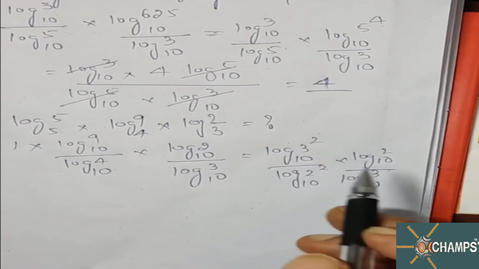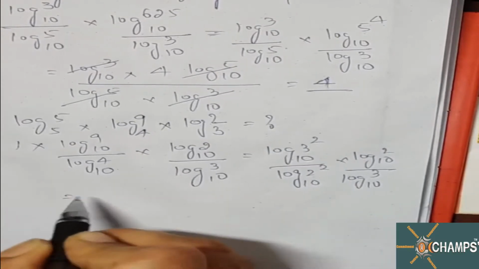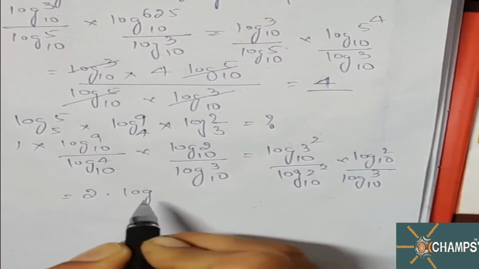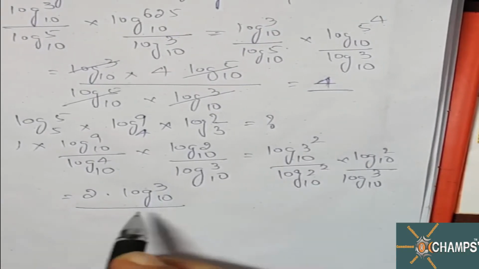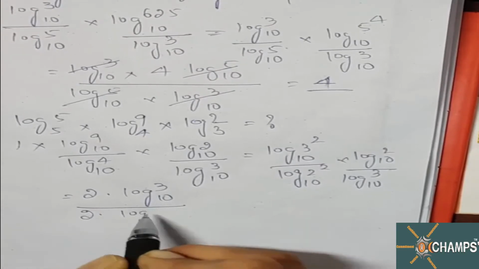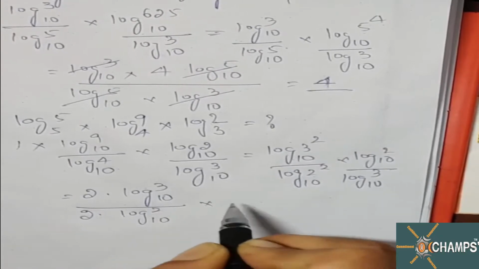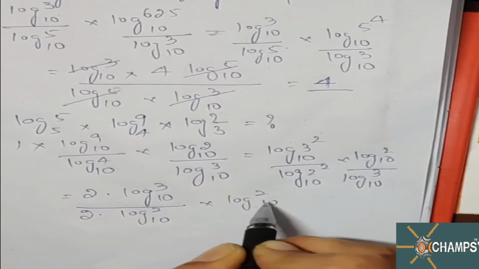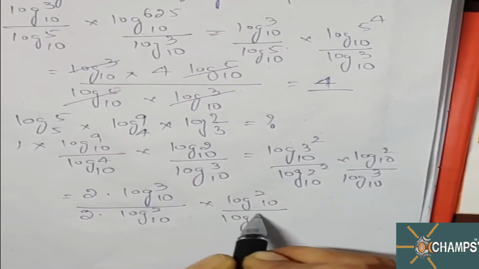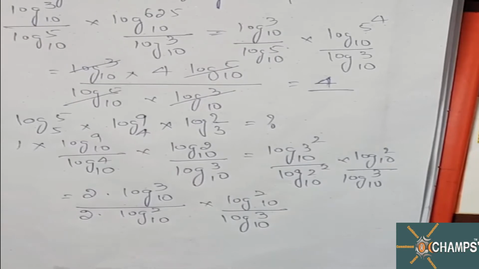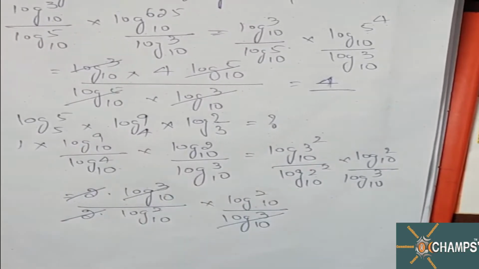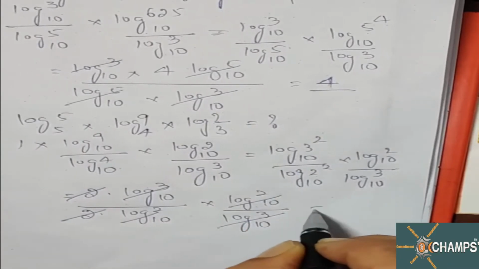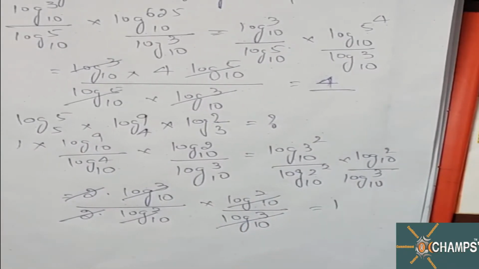Now this is log a power b, which can be written as b log a. 2 into log 3 to the base 10, again log a power b, 2 into log 2 to the base 10, divided by log 2 to the base 10 divided by log 3 to the base 10. 2 cancels. Log 3 to the base 10 and log 2 to the base 10 cancel, leaving with 1.